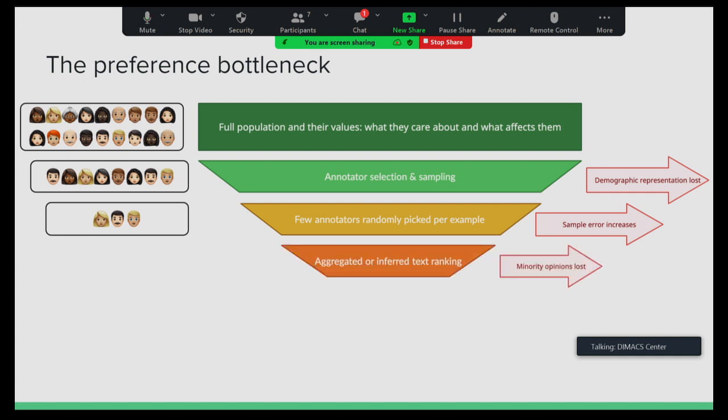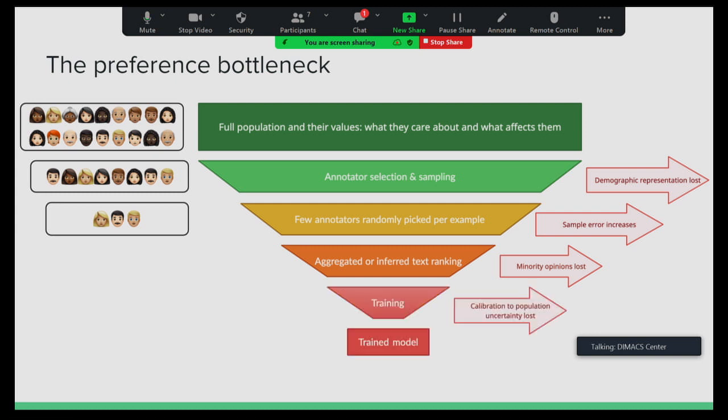In addition, we see that when we aggregate this text, we lose the opinions of minority groups. And finally, when we train these models, we've lost all calibration to population uncertainty. So at every step of this process, we're losing information. Essentially, individual annotators' utilities are certainly not the same as aggregated expressed preferences, and so we are losing a lot of information throughout this process. However, by taking this into account, we can start to address this issue.